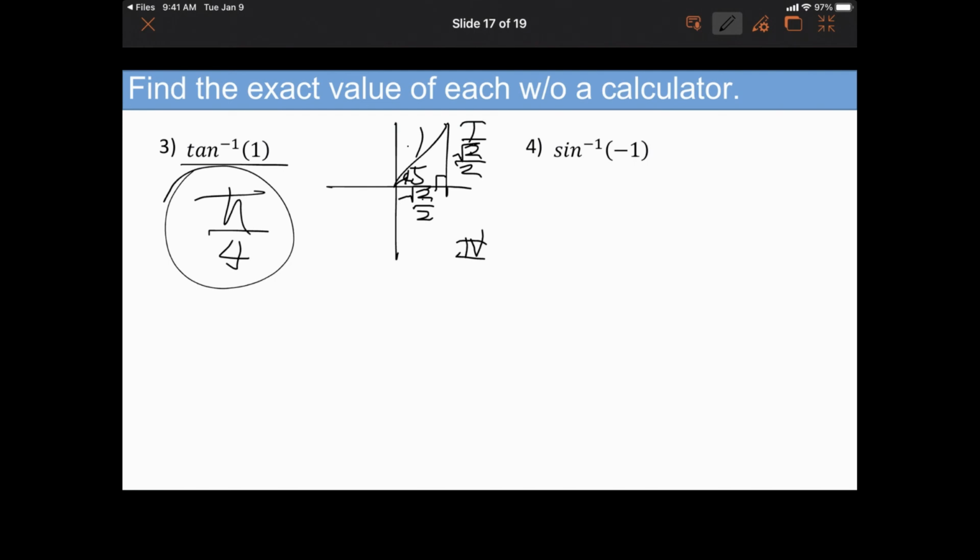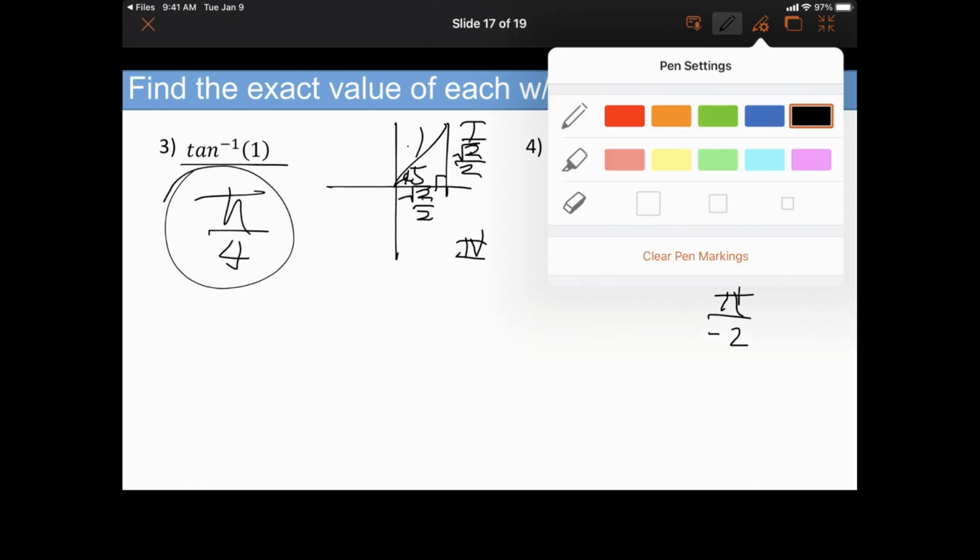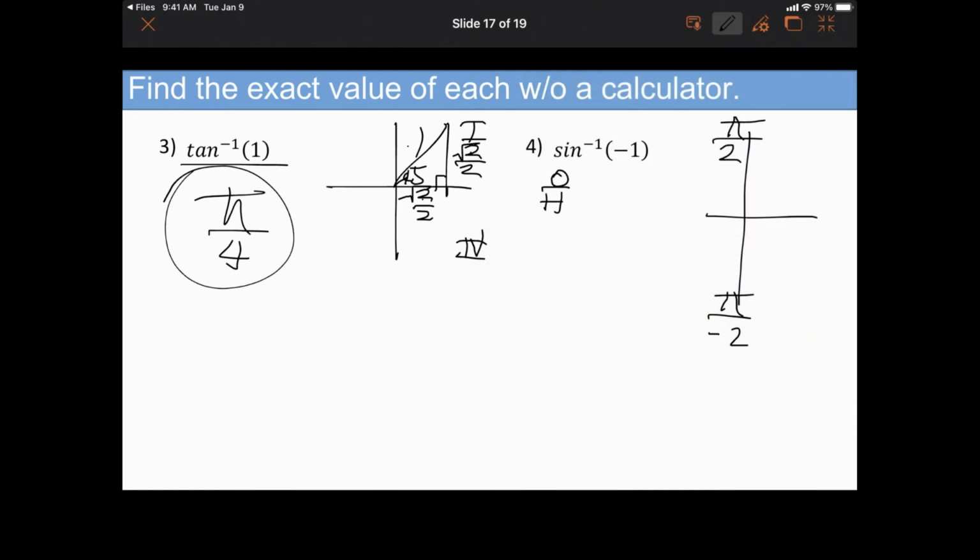All right. Sine negative 1. Okay. So it's negative 1. And remember, it has to be negative pi over 2 to pi over 2. So negative 1, that's a special one, because it's opposite over adjacent. And I can't have negative 1 over 1 as a triangle. That doesn't work. So it must be one of these. Okay. So over here, you can see the negative 1's here, so that's going to be negative pi over 2.